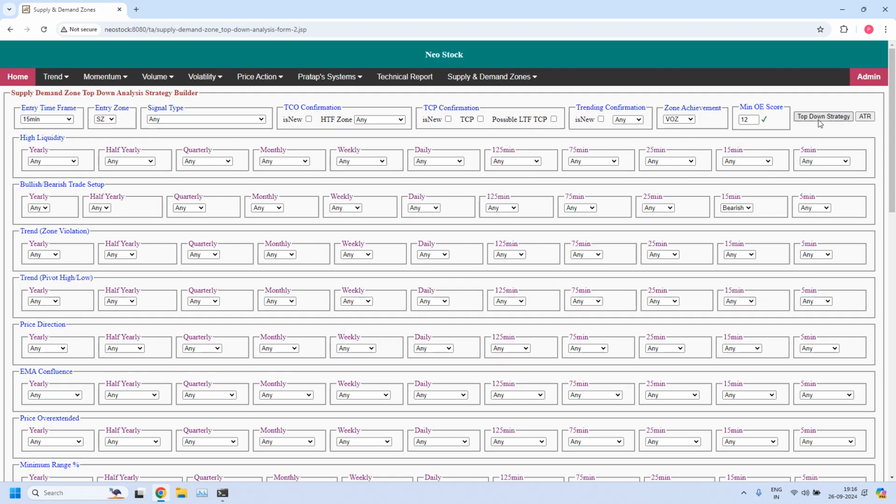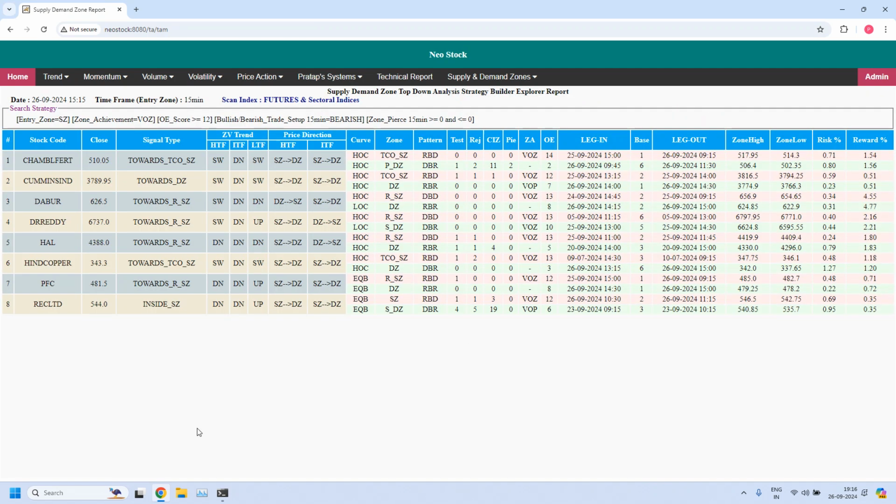Now let's filter the stocks. 8 stocks are filtered. All these 8 stocks are currently supporting the bearish trade setup for daily income trade, that is entry time frame 15 minutes. Now let's verify how many of these stocks are having high TF confluence. If any of these stocks have high TF confluence, they are high probability setups.